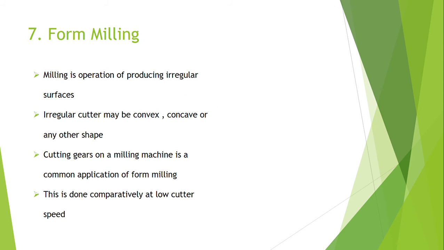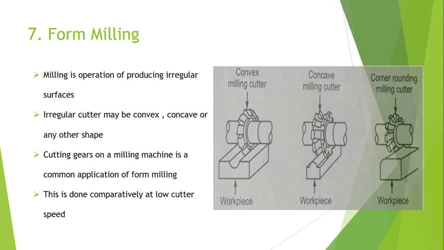The next is form milling. Form milling is the operation of producing an irregular surface by using a form cutter, as shown in the figure. It is the process of machining a special contour composed of curves and straight lines, or entirely of a curve, which will be done in a single cut. This is done with a form milling cutter, or a cutter shaped to the contour to be cut. Depending on the shape of the surface to produce, the form cutter is chosen. The irregular surface may be convex, concave, or any other type of shape.